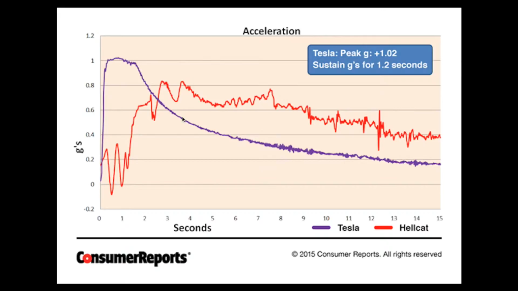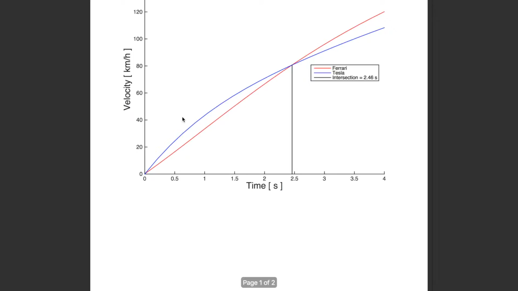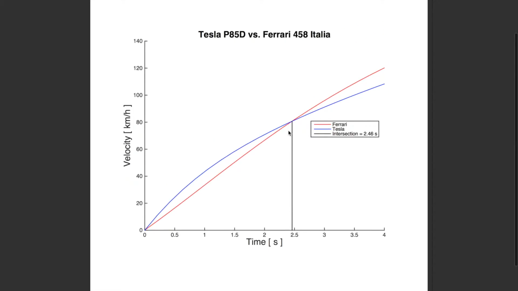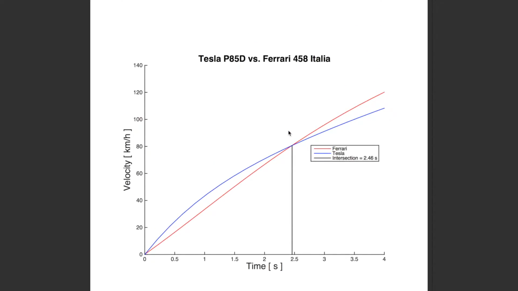Alright, let's look at an actual example. I've taken some data from the internet from 2 different cars. One, the electric car, is the Tesla P85D, and the petrol-driven car is a Ferrari 458 Italia. These cars are both very fast, but the Ferrari is faster from 0 to 100. It does it in about 3.2 seconds, as I showed you before, while the Tesla can do it in about 3.5 seconds.